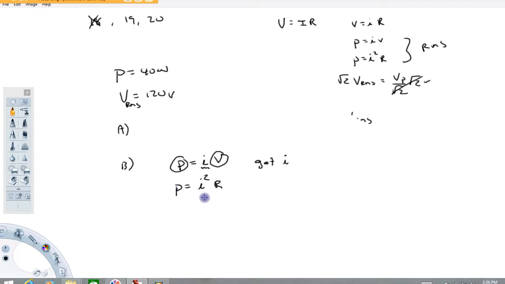Then I'm going to go down to this equation here, put the same power here, and the current you just calculated here, and now you can find R. Oops, not 0, some value. I'll put some number. Right?